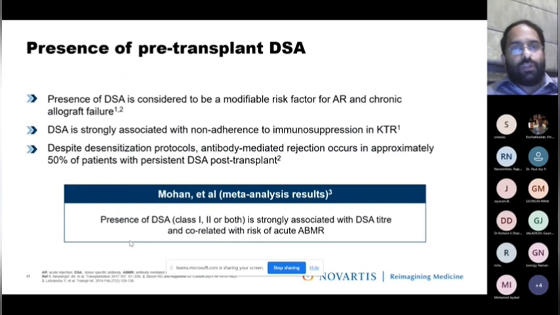Presence of DSA is considered to be a modifiable risk factor for acute rejection as well as chronic allograft failure. DSA is strongly associated with non-adherence to immunosuppression in kidney transplant recipients. Despite adequate desensitization protocols, antibody-mediated rejection occurs in approximately 50% of patients with persistent DSA post-transplant. A study by Mohan et al. found that presence of DSA, either class 1, class 2 or both, is strongly associated with acute antibody-mediated rejection.